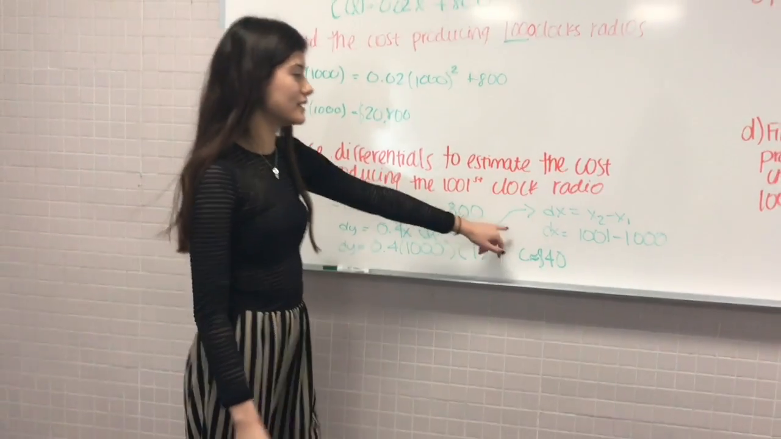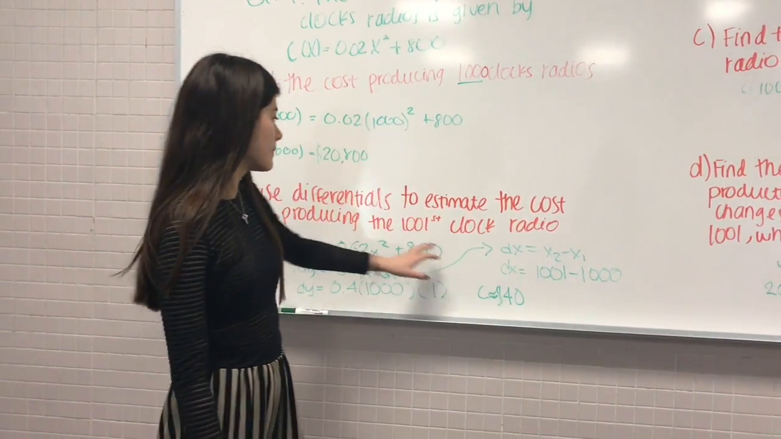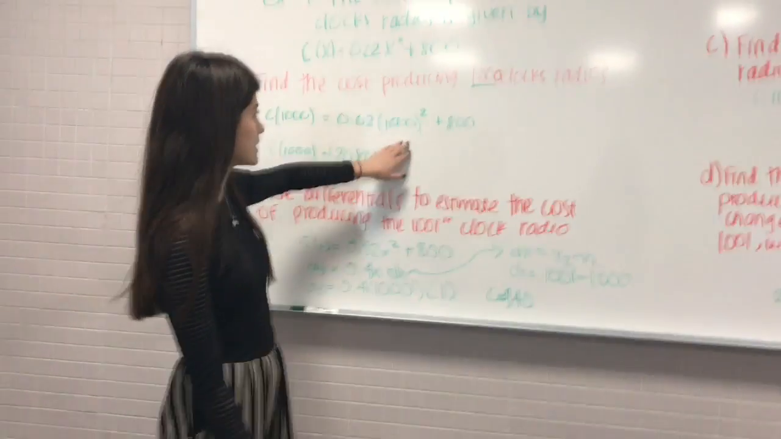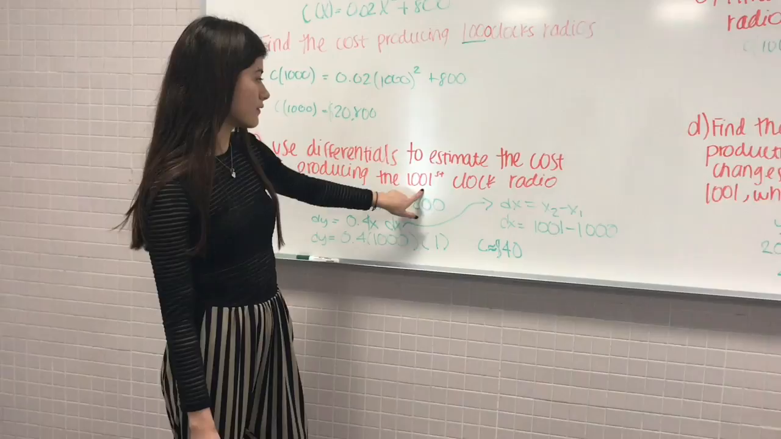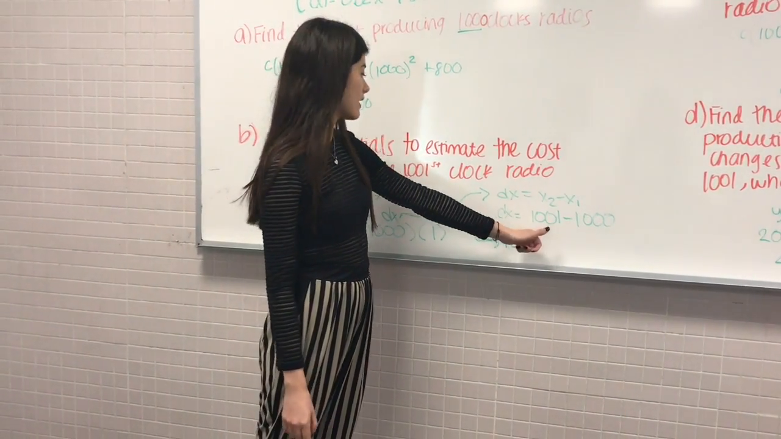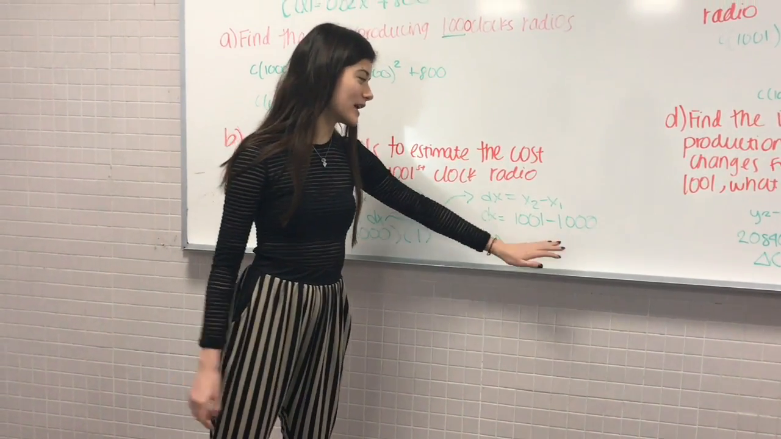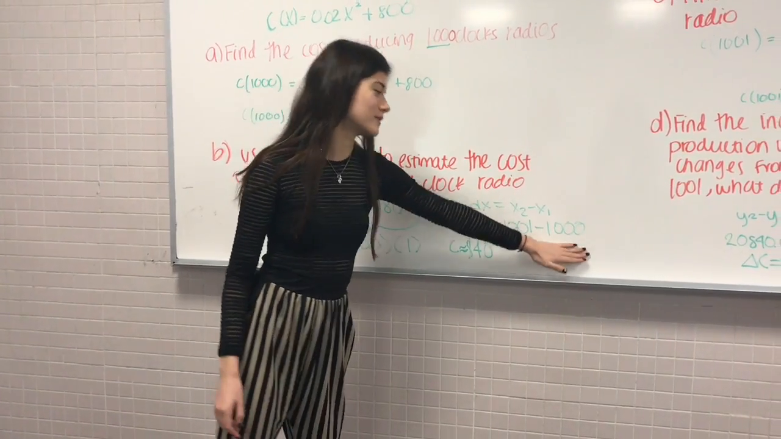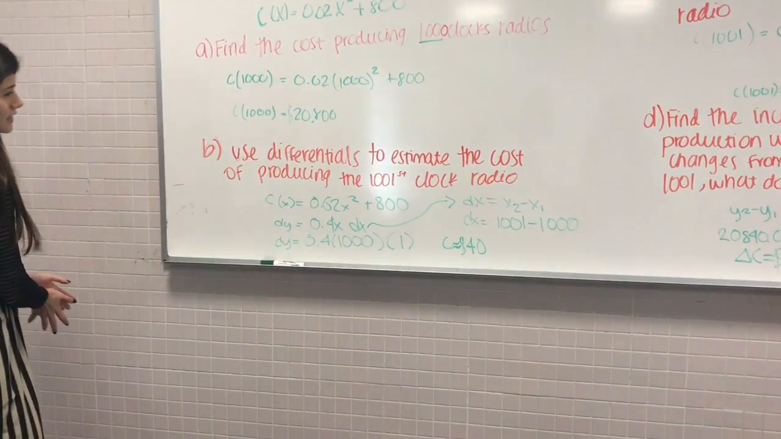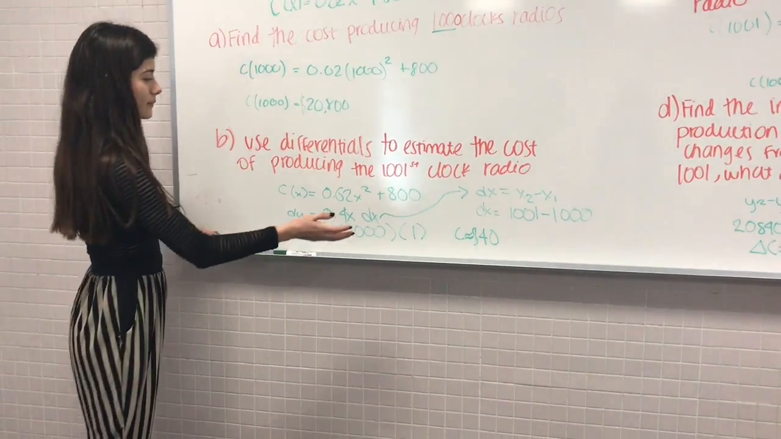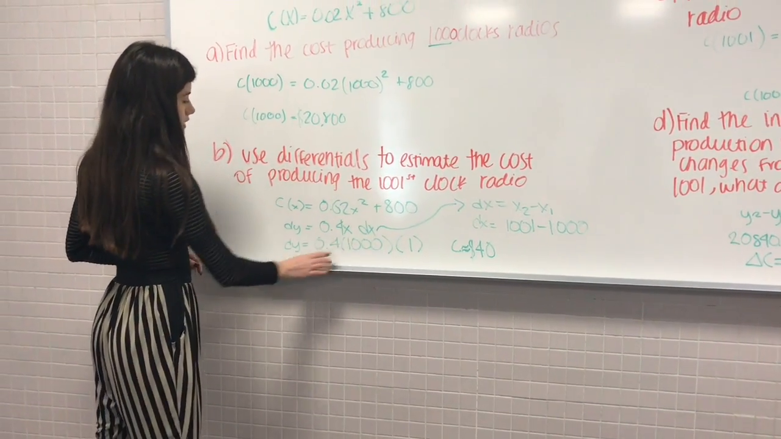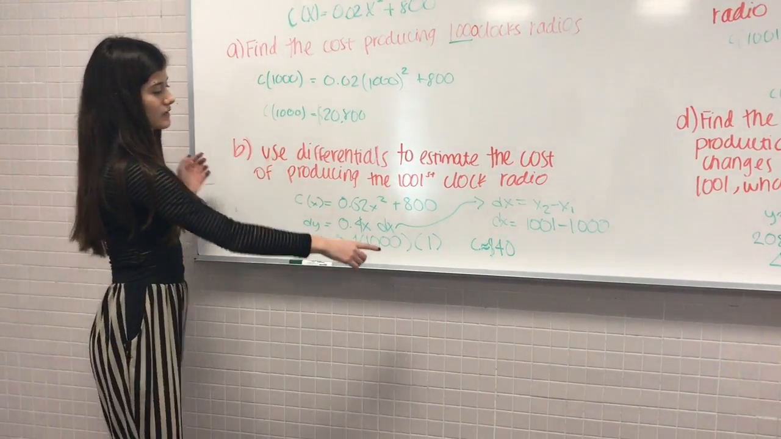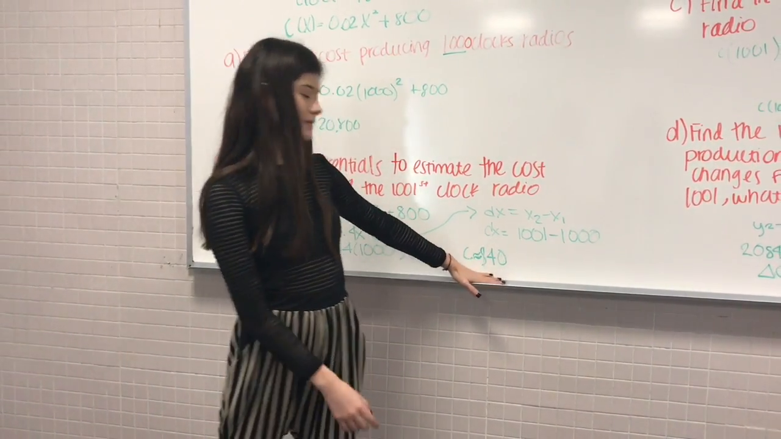What is dx? dx is the difference between the first value, which is 1,000, and the second value, that is 1,001. So we subtract 1,001 minus 1,000, and we plug it in here, which is 1. The difference is 1. So 0.4 times 1,000 times 1 will be an approximate of $40.